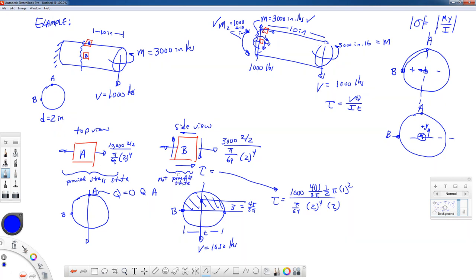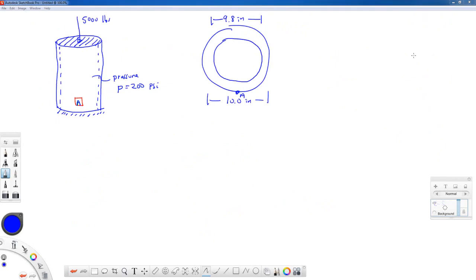Alright, let's take a look at another example. So this is a pressure vessel. It has a 5,000 pound force on the top of it. It's capped. Now, in reality, you would tend not to use a flat cap on a pressure vessel. I'm just trying to draw this very simply. But this pressure vessel has 200 psi of pressure in it, and the dimensions are a 10-inch outside diameter and a 9.8-inch inside diameter.